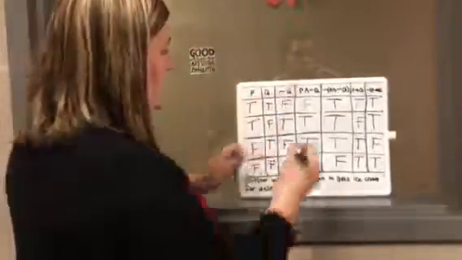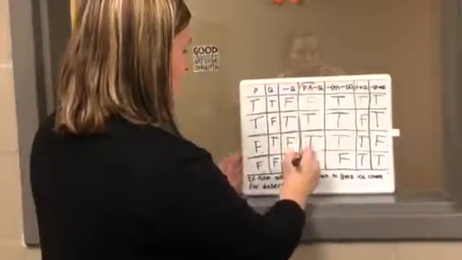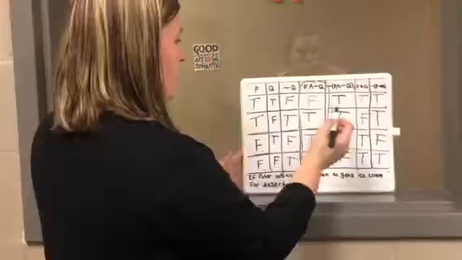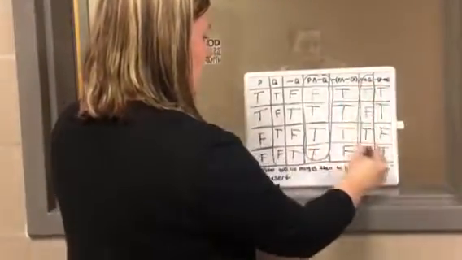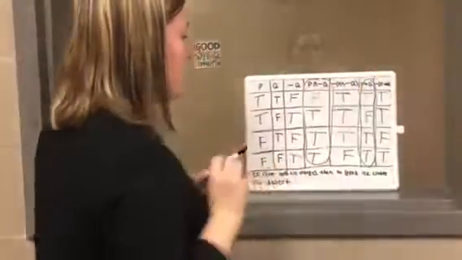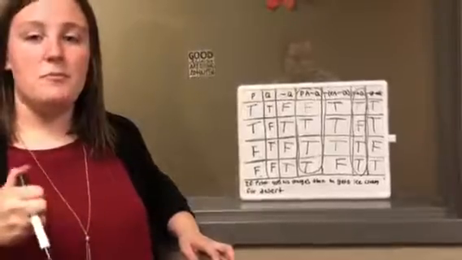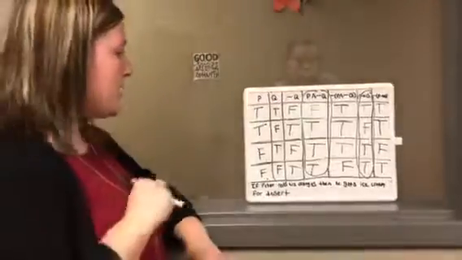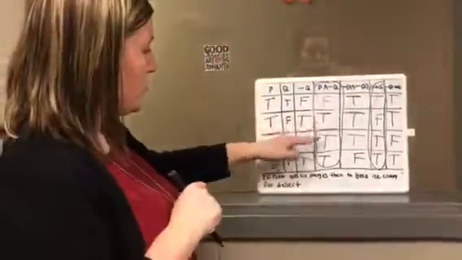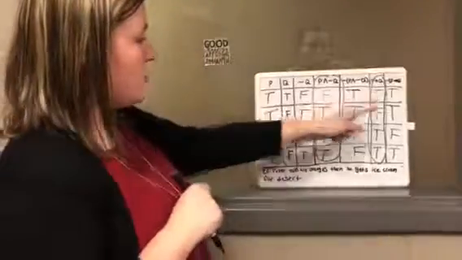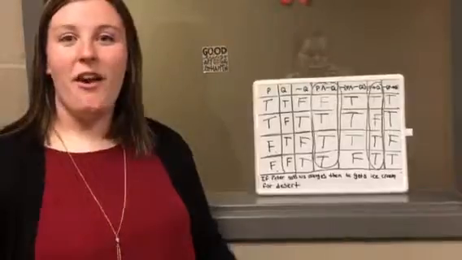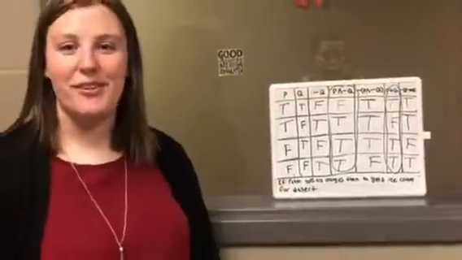Now we want to look at this column here and this column here to figure out if we have a negation. If you remember, negation means opposite. So if we look here, we have false, true, true, true. And here we have true, false, true, true. So do we have a negation here? Right, we have a negation. So that is how you do question number 15.